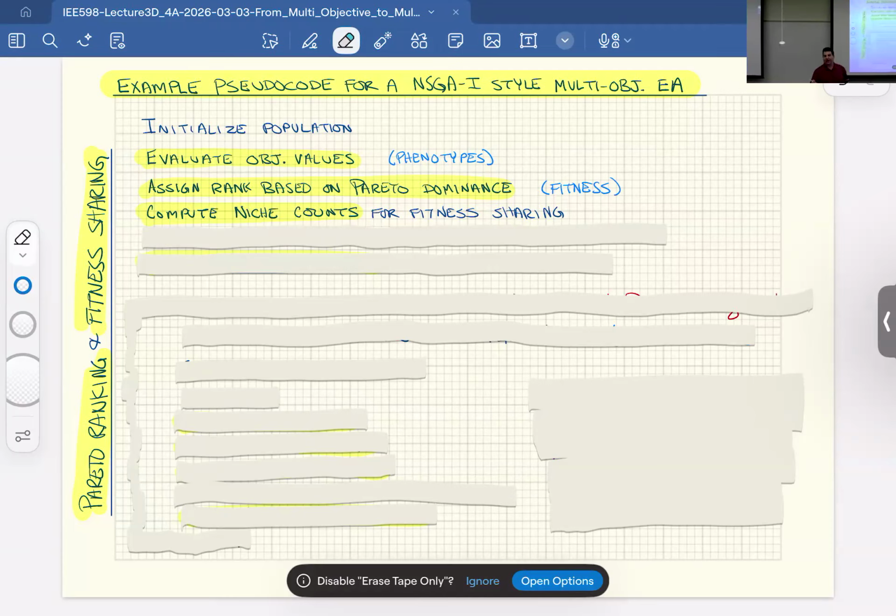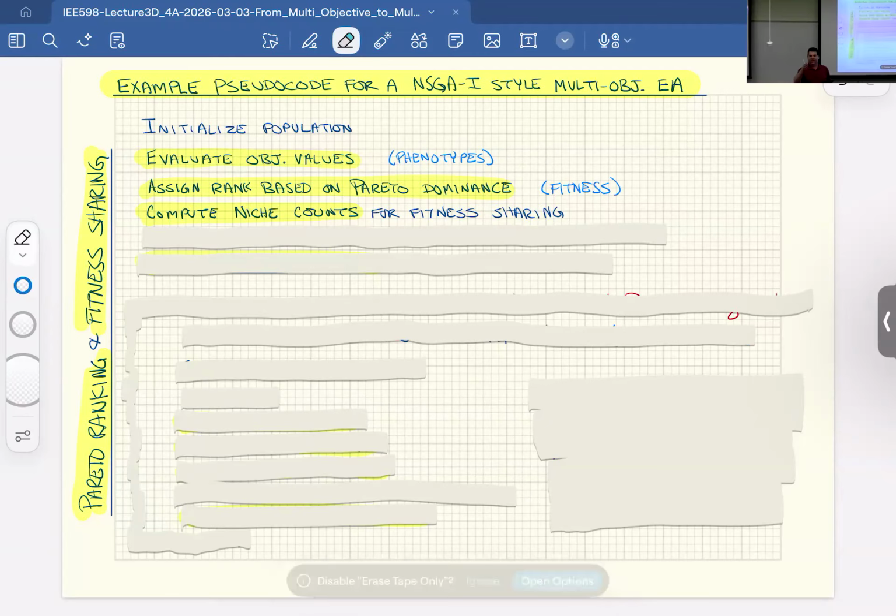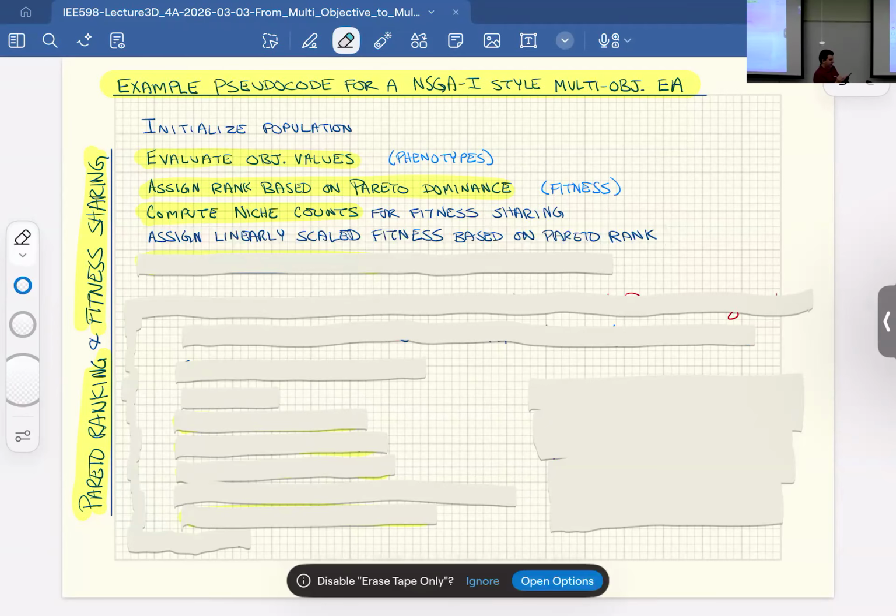Then we do niche counts for our fitness sharing. For every individual, we're going to look at how many individuals are within a certain radius of that individual, and we're going to give them a niche count, which is going to divide down their fitness via that fitness sharing.